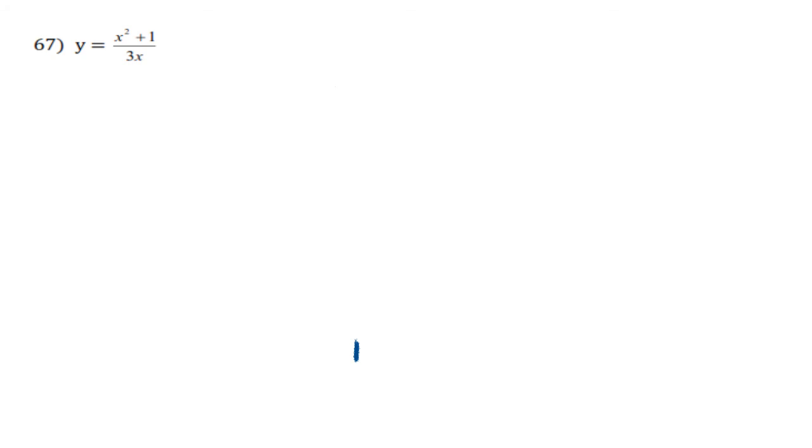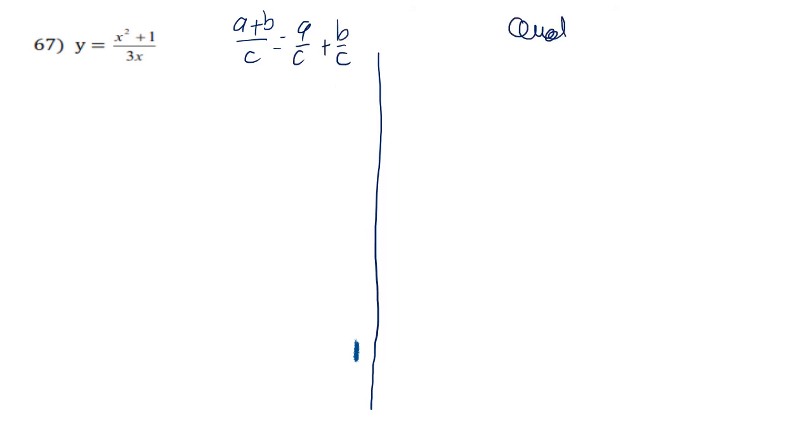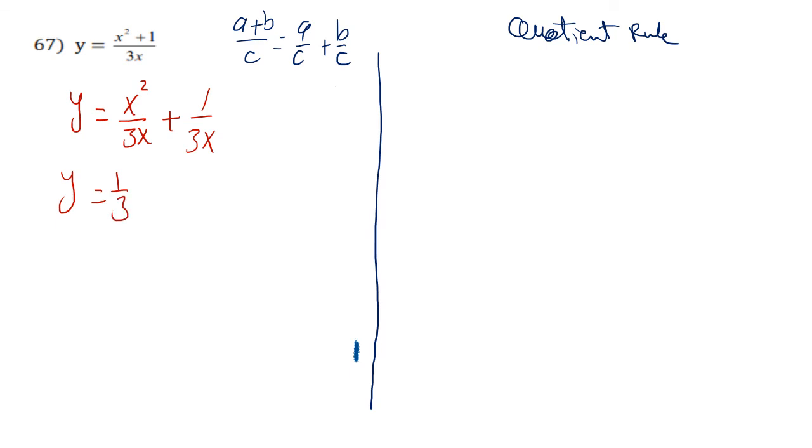Question number 67, y is equal to (x squared plus 1) over 3x. I can solve this question by the method (a plus b) divided by c is equal to a over c plus b over c, or I can use the quotient rule. First, let's solve it by the split rule. So I can write y as x squared divided by 3x plus 1 over 3x. So y can be written as 1 over 3 times x, since x to the power 2 divided by x to the power 1 is x to the power 1 after subtracting the powers, plus one third x to the power of negative 1.